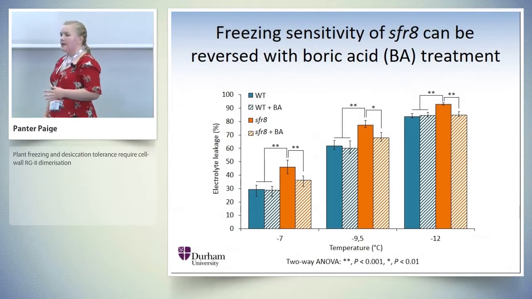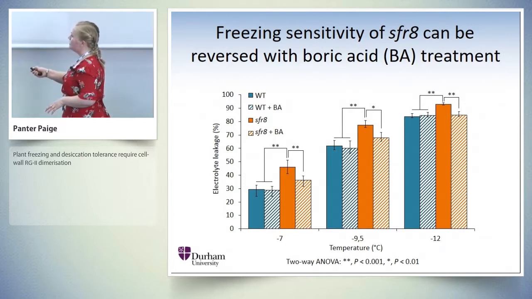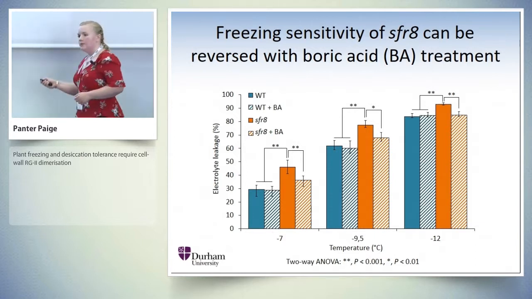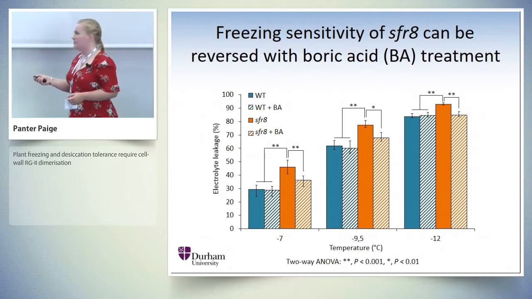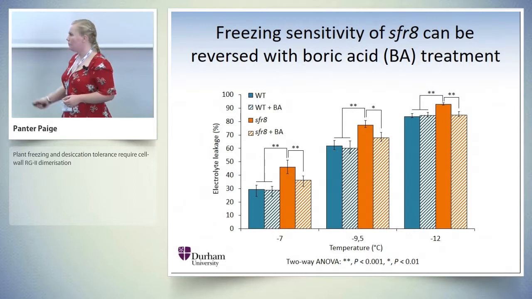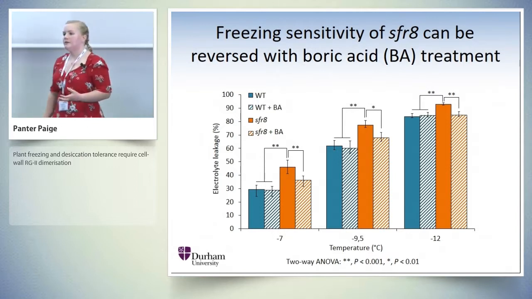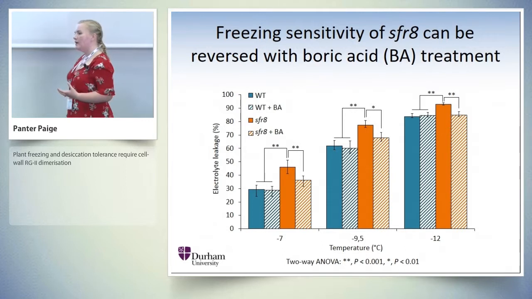To show this, I carried out another electrolyte leakage assay. And you can again see the significant increase of leakage in the mutants compared to wild type. But in the mutants that have been supplemented with boric acid, we can see that this is significantly reduced. So from this, it's quite clear that it's the RG2 dimerisation that is necessary for freezing tolerance. And when we get rid of that, that's where we see the freezing sensitivity.